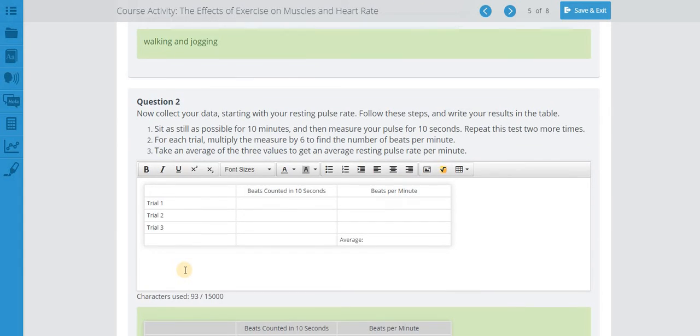Okay. Question number 2, you're going to actually fill out this table. When you're resting, you're going to take your pulse for 10 seconds. So you're going to count it. Let's say you get 11 beats in 10 seconds, then that goes here. And then how many beats per minute would that be? So you do a calculation. Basically just multiply this times 6. You're also going to find out your average. You're going to do that for the 3 trials.